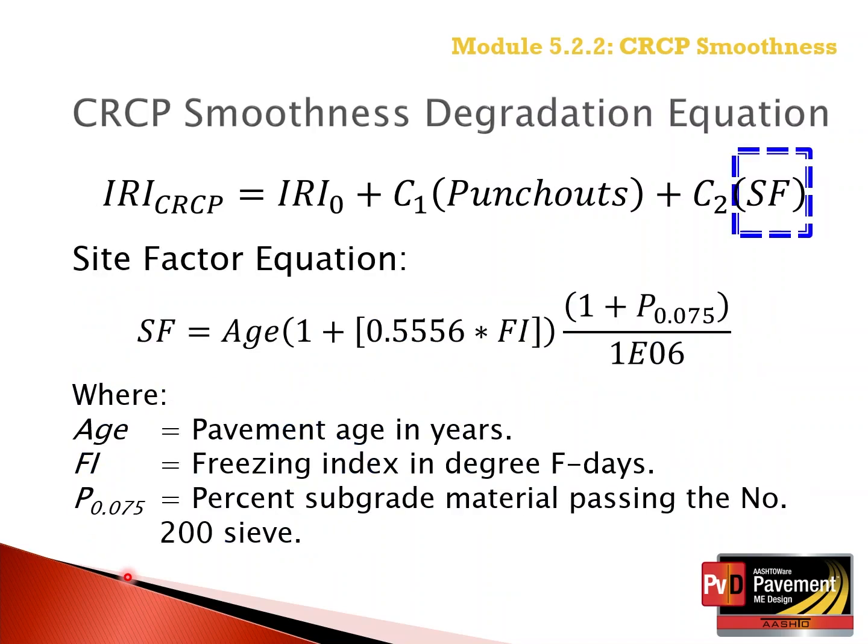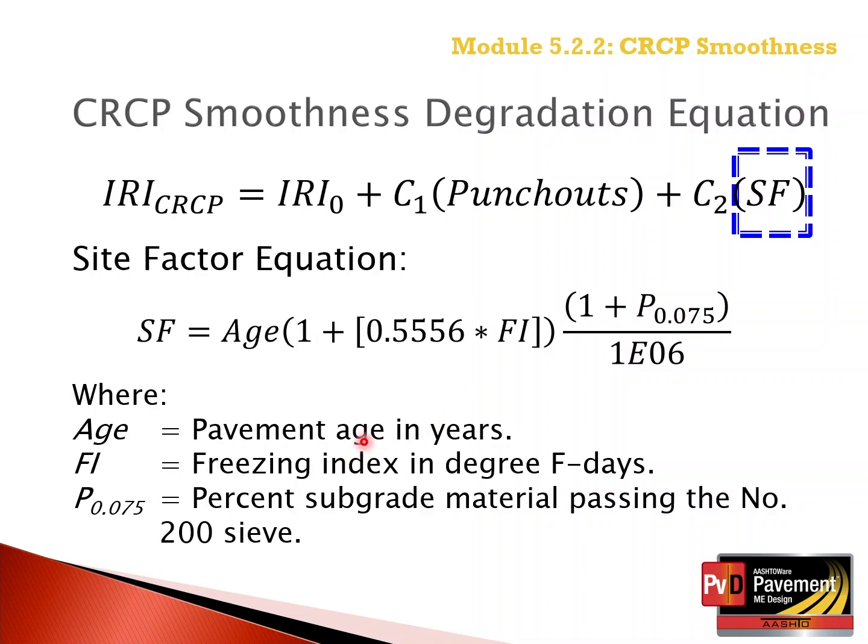The site factor variable for the CRCP smoothness degradation regression equation is included on this slide. The site factor equation is the same for jointed plain concrete pavements and continuously reinforced concrete pavements. The independent variables of the site factor include age, freezing index, and percent passing the number 200 sieve.